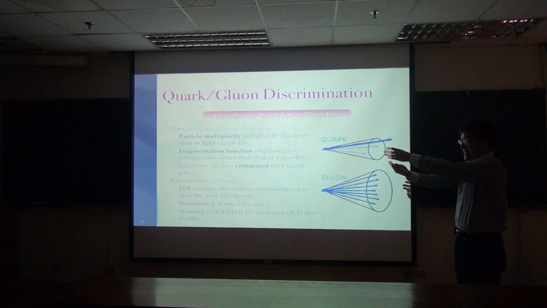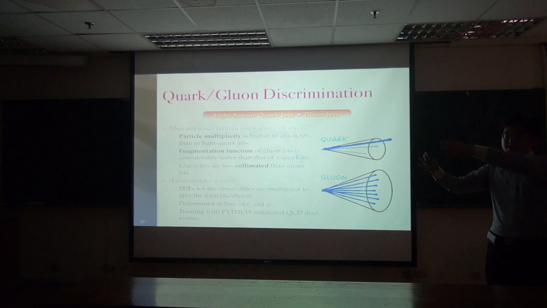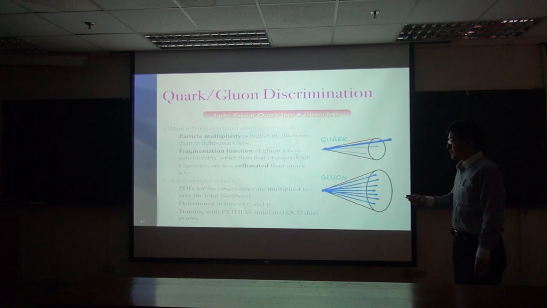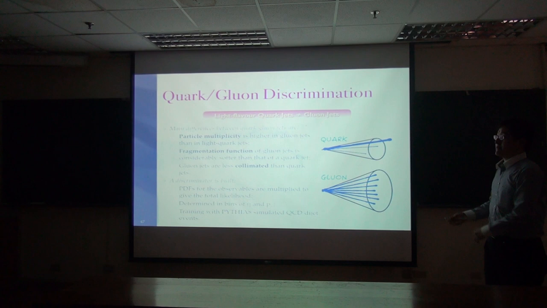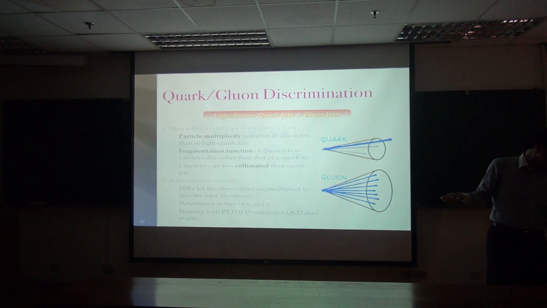Gluon will be more like a so-called randomly distributed, but wider jet in general. So the idea is to try to find some features out of this physics argument, then combine them together and try to measure. Currently, the standard method is based on three different algorithms, different features.